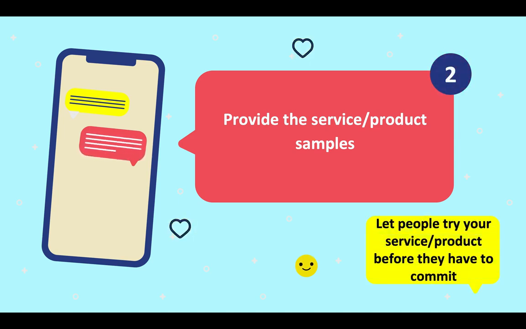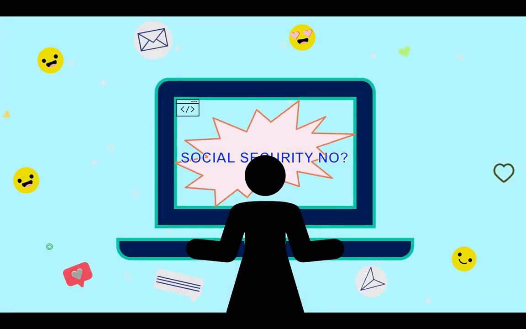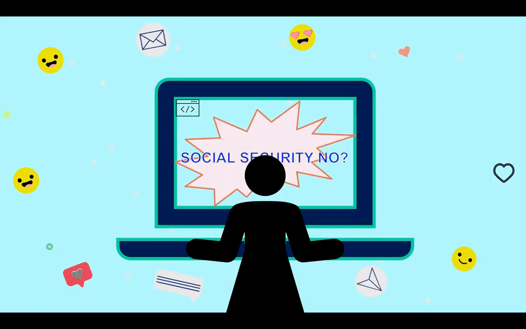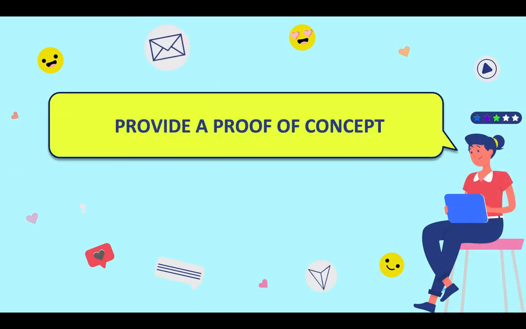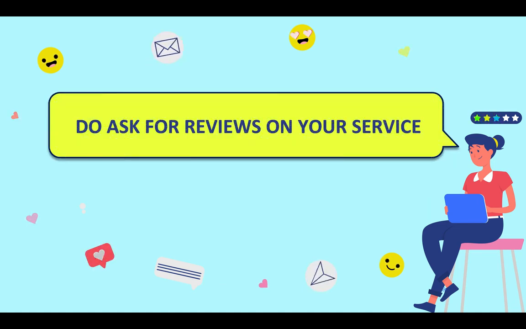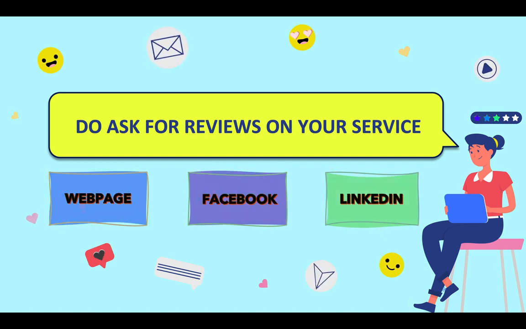For example, let's get back to our cybersecurity company. If you want your cybersecurity services to be tried out for a long-term contract, you need to provide them with a free POC. POC is proof of concept, so that they get to know and see for themselves the services that you are providing and that you are worth hiring. Definitely ask them to review your services on paper or a webpage, Facebook, LinkedIn, testimonials, or wherever you can. Make it available to other potential users and buyers.